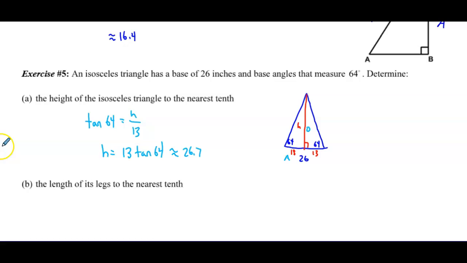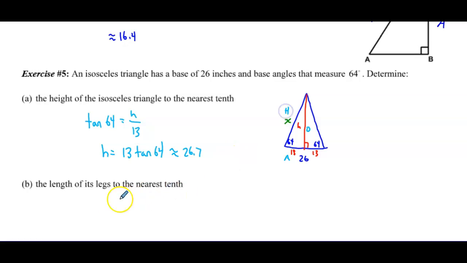Okay, so legs in an isosceles triangle have a different meaning than they do in a right triangle, right? The legs of an isosceles triangle are the two sides that come from the vertex. So let's put an X in one of those spots. Say that this is the one I'm solving for. Again, I go with the 13 that I knew, not the 26.7 that I just solved for. So now, coming from the 64, I already had this as adjacent. The X is clearly the hypotenuse.